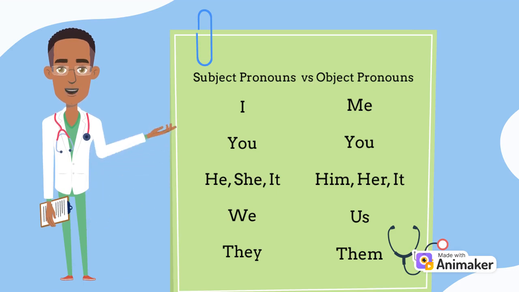If the subject turns to the object, I will turn to me, you will stay the same, he will turn to him, she to her, it will also stay the same. We will turn to us, they will turn to them. We will see how we can use these pronouns on our following pages.